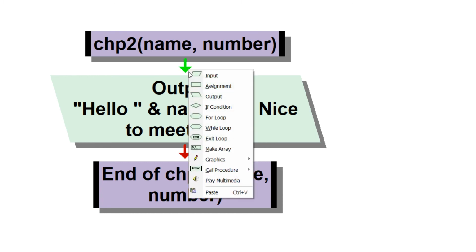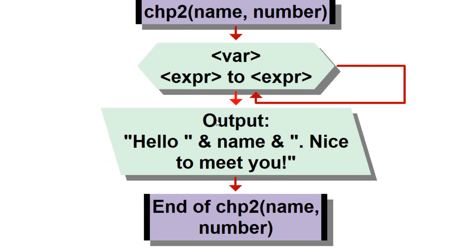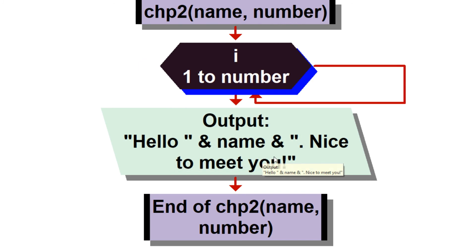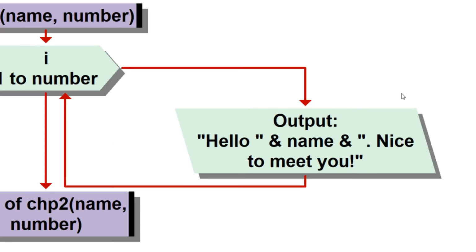I'm going to go ahead here and add a for loop. And I'm going to set up a loop variable called I. And I'm going to set the initial value to 1. And I'm going to set the final value to number. So I'm going to set up a loop that starts at 1 and runs up to the final value number. Whatever the user enters, that's how many times this loop will execute. And we'll step by 1. And what I'll do is drag my output in there.